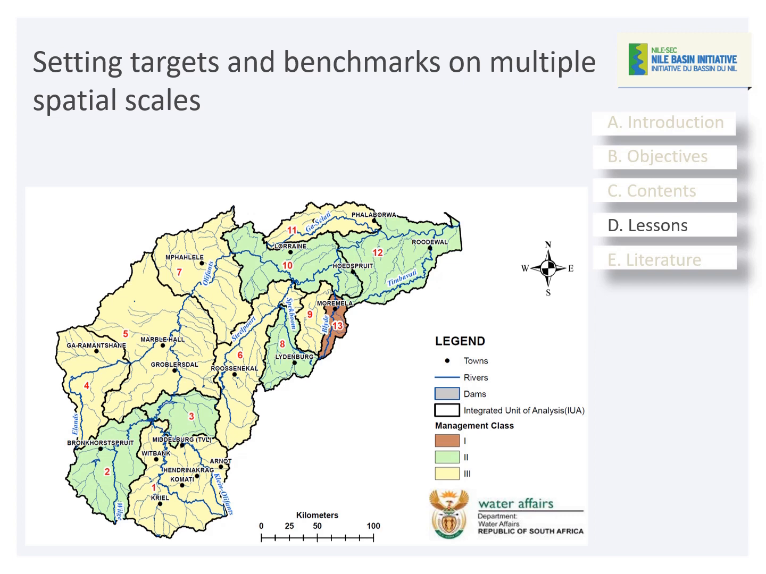So the protection requirements in this IUA, which is adjacent to the IUA 1, which is in the upper part of the Olifants River catchment, was allocated a class 2.